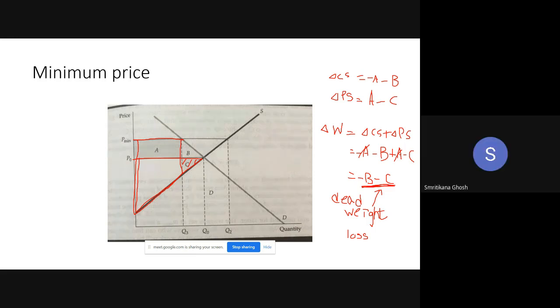Any other query? Ma'am, when we talk about MSP, is it effective price ceiling or price floor? Yes. So, ma'am, aren't the farmers suffering in that case? Consumers, ma'am, and why do we still have it in our system?